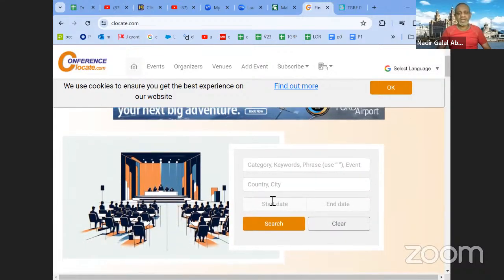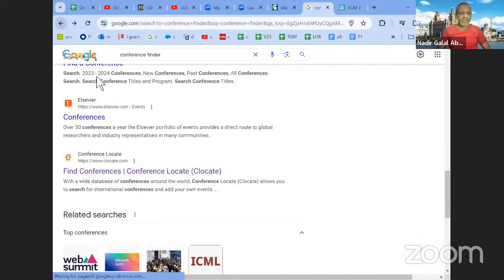So let's say you want one here in the US, you can identify the date, the ending date, and the specific area you want. So you can search for the conference.